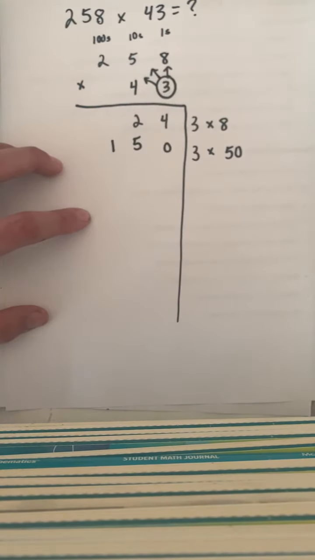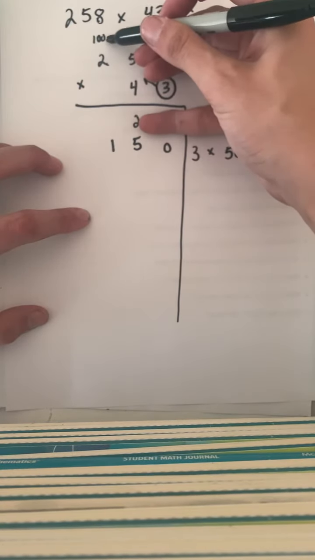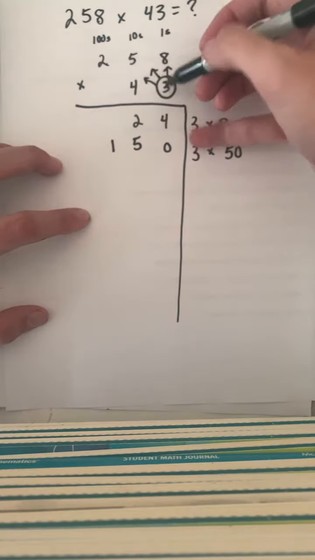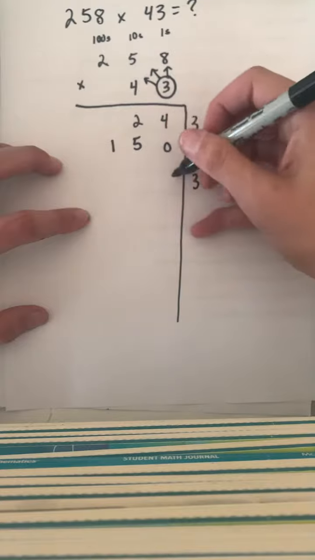Okay? And the last part, 3 times 2 in the hundreds place. 2 hundreds is equal to 200. So I would do 3 times 200. And that would be 600.